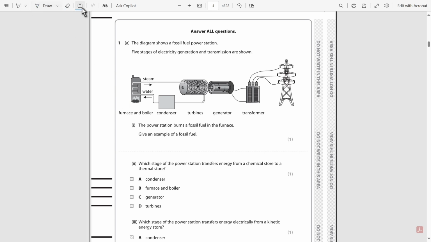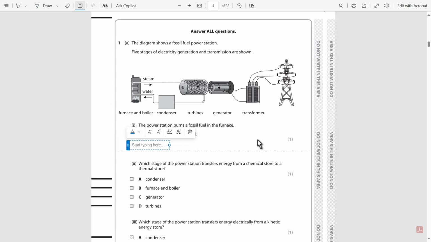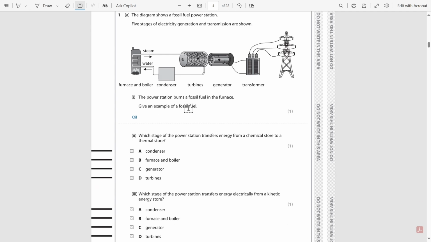I'm going to give the example of oil, as most people would answer oil. And yeah, that's right. You can also say crude oil. That's also right. You can also say coal and natural gas. The examiner allows you to say petrol, kerosene, diesel, gasoline, probably heavy fuel. You're allowed to say all of that as long as it's a fossil fuel.